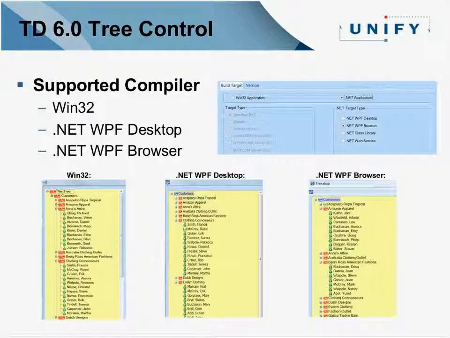Regarding supported compilers, you can see 3 screenshots on the bottom. The first one is for the Win32 compiler, and the second and the third one are for the .NET compiler. The screenshots are shown for the .NET WPF desktop and WPF browser application. So you don't have to change your source code if you want to compile to .NET. You only have to change the target compiler version inside your compiling targets inside the Team Developer application.